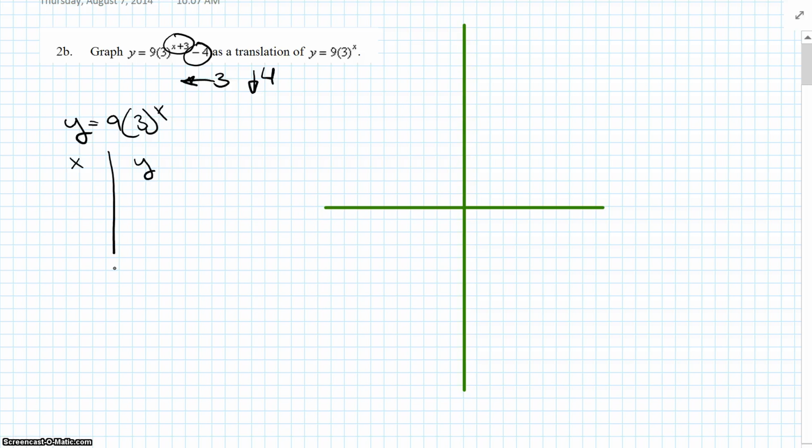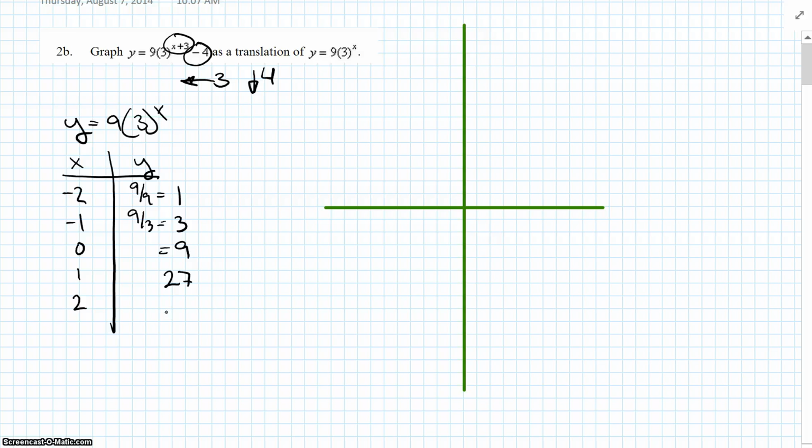Let's plug some values in for x: negative 2, negative 1, 0, 1, and 2. When x is negative 2, it's really 1 over 9, so 9 over 9, which would be 1. When x is negative 1, it'd be 9 over 3, so 3. When x is 0, it'd be 9. When x is 1, it'd be 27. When x is 2, it'd be 81.